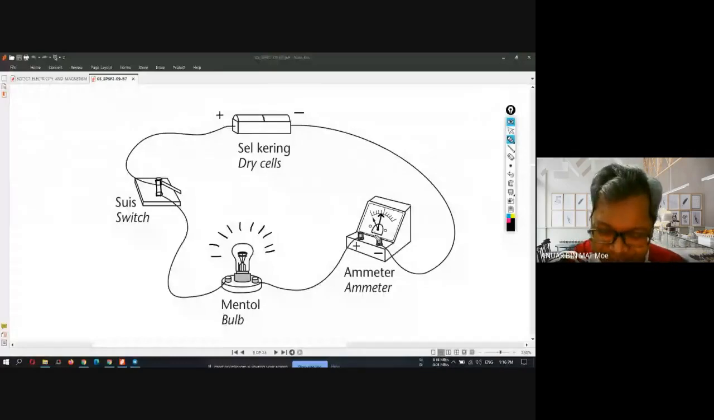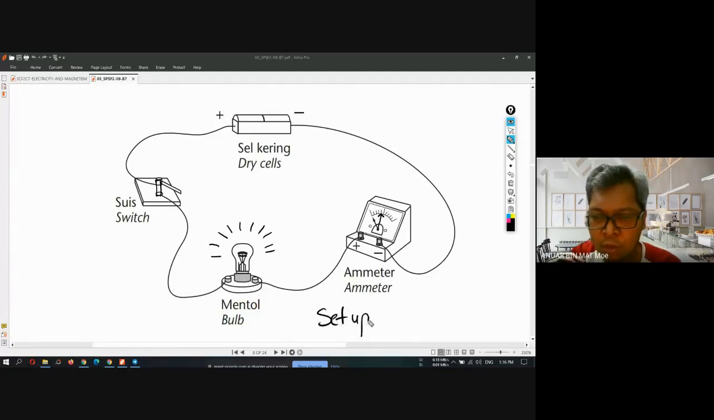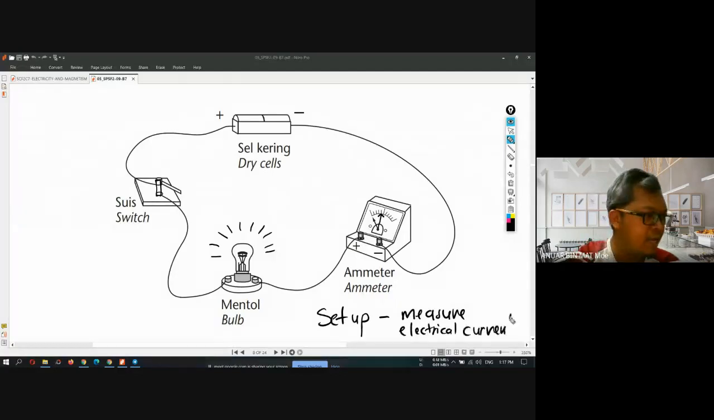Actually, we need to do the practical side of it. Never mind, I will try to find a video related to the circuit over here. But for now, you just remember this is the setup, how to set up the apparatus to measure electrical current.